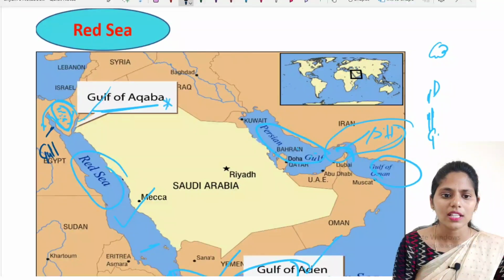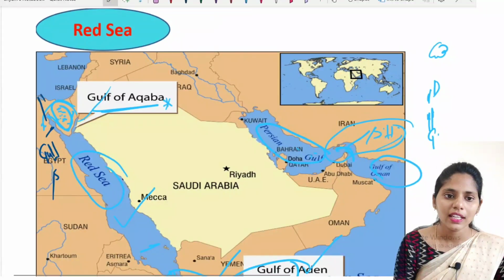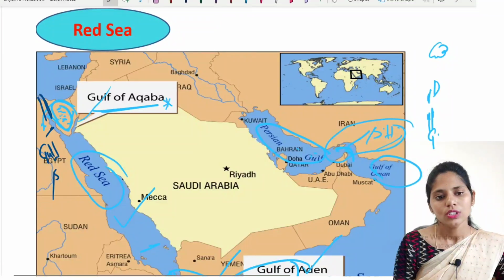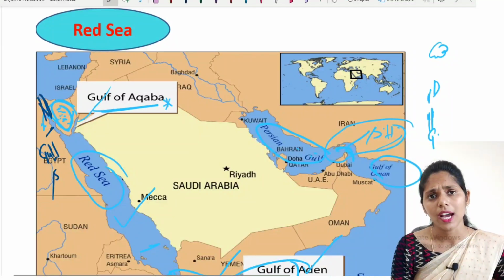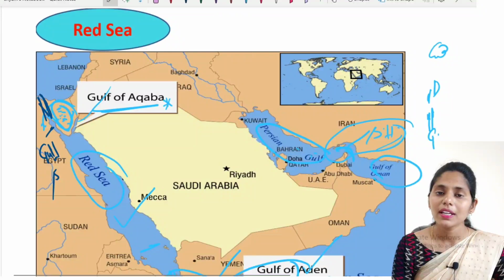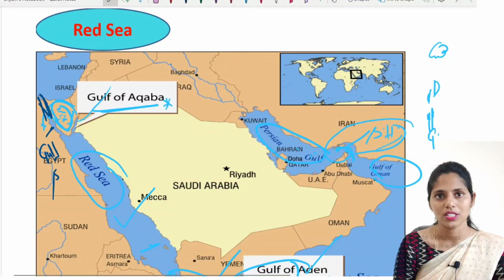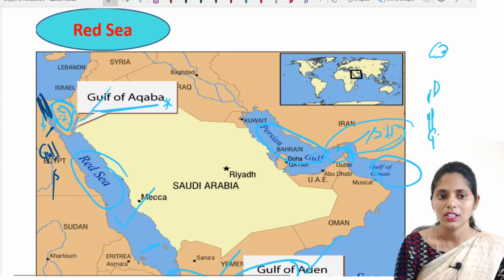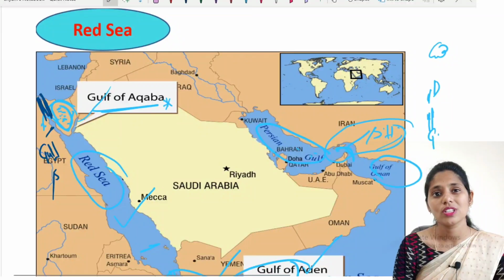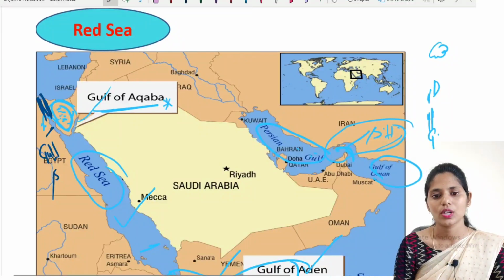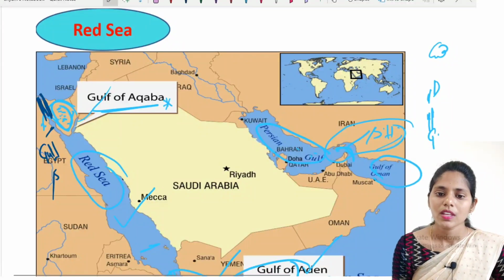And here we have this Gulf, which is called the Gulf of Suez. And here we have the Suez Canal. Recently the Suez Canal was also highly in the news, because one big container ship, the Evergreen, got stuck in the Suez Canal, right? Because of this, the Suez Canal is also very important for this year's prelims.